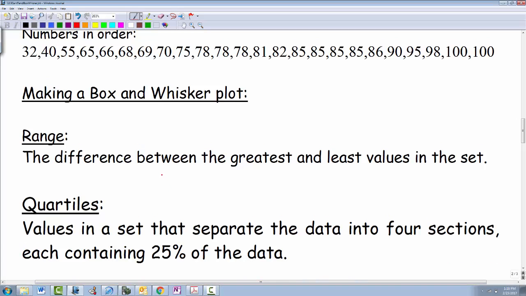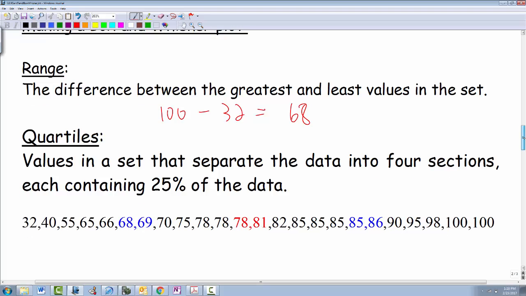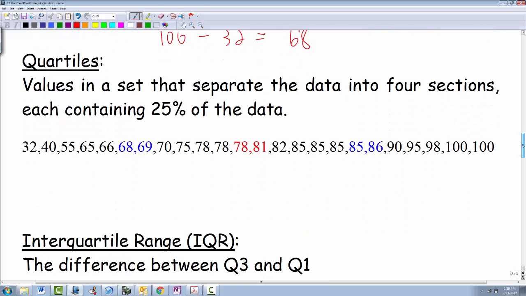What's the range? Very simple. 100 minus 32, which is 68. Great. Okay, then what we learned yesterday in the video is quartiles, and what I've done is nicely color-coded this for your enjoyment. But today is a little different than yesterday, where the list is actually an even amount of numbers. There is an even amount.